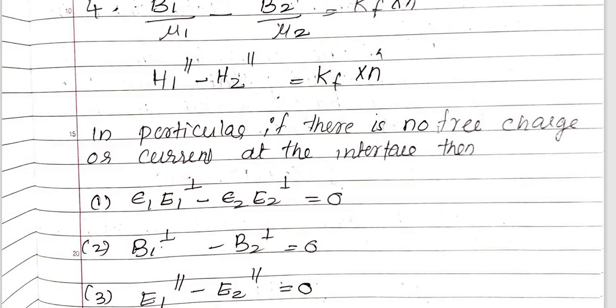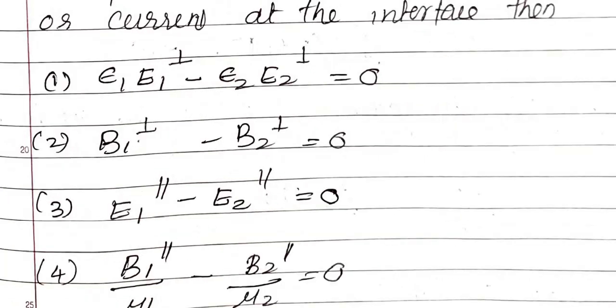In particular, if there is no free charge density or free current density at the interface, then epsilon 1 E1 perpendicular minus epsilon 2 E2 perpendicular is equal to 0. B1 perpendicular minus B2 perpendicular equals 0. E1 parallel minus E2 parallel is equal to 0. And B1 parallel by mu1 minus B2 parallel by mu2 is equal to 0. This is about the boundary conditions in electrodynamics.